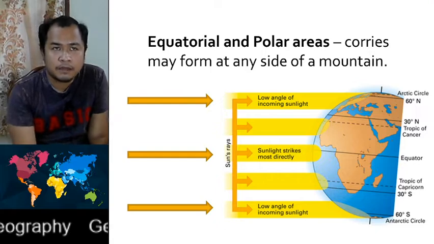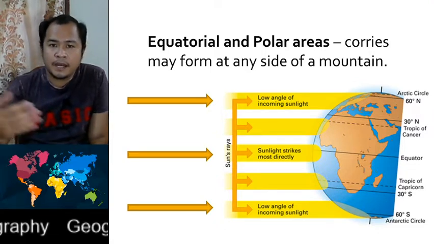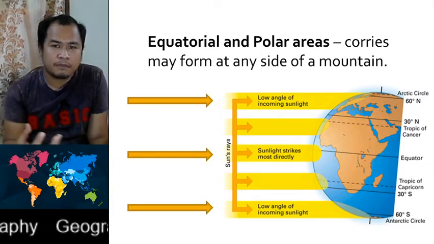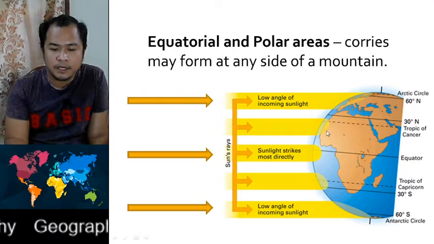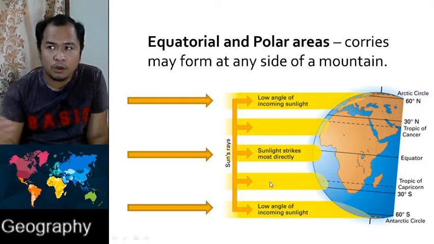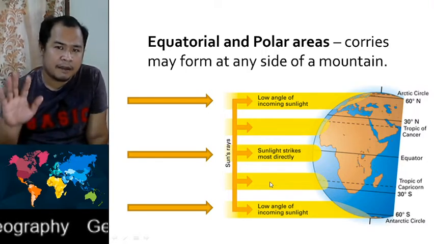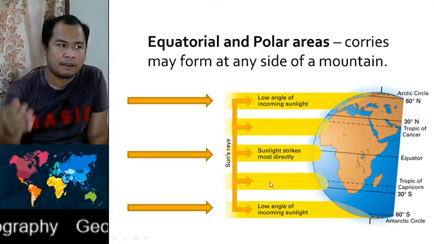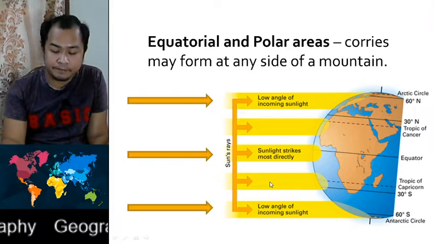So the possibility of having a cirque depends on how heavy that portion of ice is in that face of a mountain. But if you are somewhere in the mid-latitude areas, then the face with the lower temperature, or the one that's getting less sunlight, will have cirques or have that erosion happening. Okay.